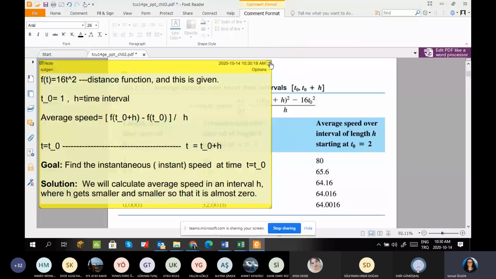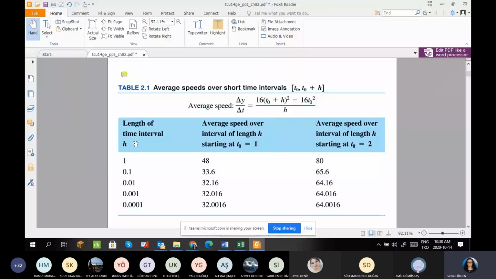Just a sec. We have this table here. So for example, this time interval is getting smaller and smaller. Do you see that? First, our time interval h is 1, it's big. And then 0.1, it's smaller than 1. 0.001, it's smaller. So our interval is getting smaller and smaller here. And then each time we calculate the average speed by using our distance function and this formula, and we see it is getting smaller and smaller. It's first 48 miles per hour, let's say, 33.6 miles per hour, and then it's 32 miles per hour.